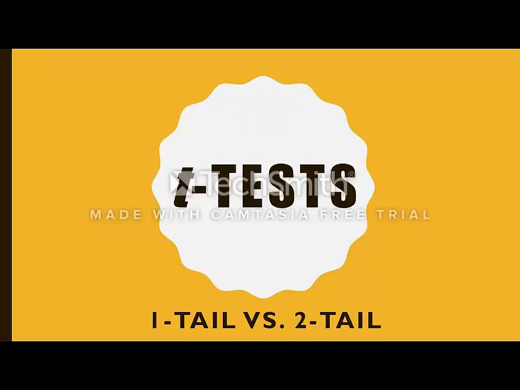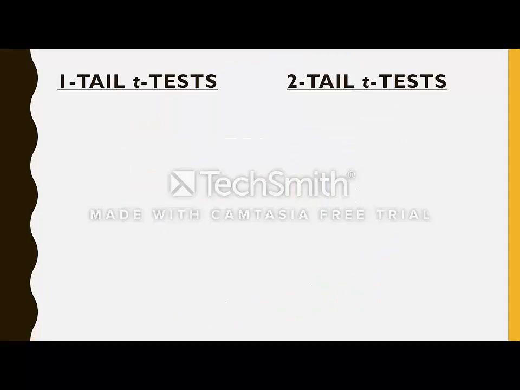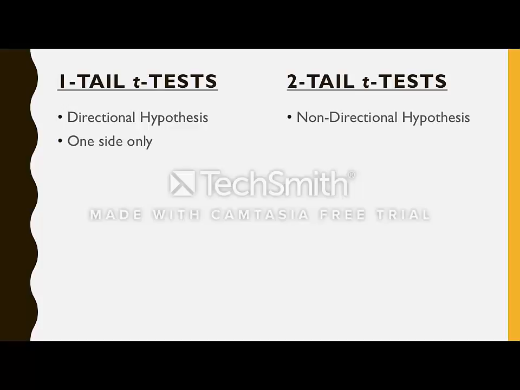Now, we're looking at one-tail versus two-tail t-tests. One-tail t-tests are based on a directional hypothesis, whereas two-tail t-tests are not. That means for the one-tail t-test, you're putting all your eggs in one basket because it's a one-side only result. For the two-tail t-test, you have more wiggle room because the result can fall on both ends of the distribution.